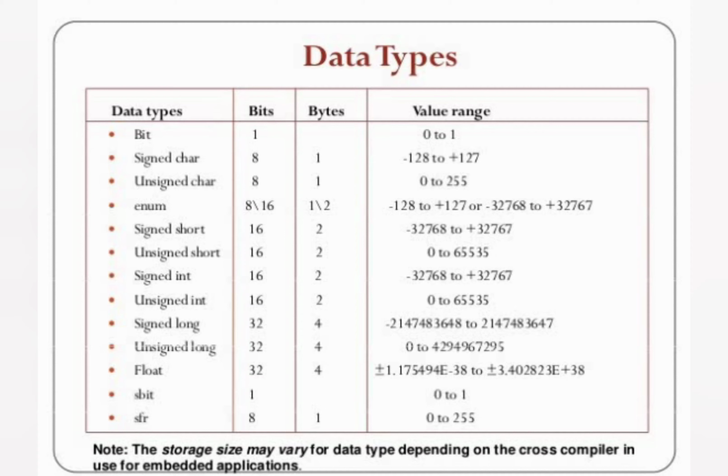Take the example of the unsigned char: the bit size is 8 bits and the value range is 0 to 255. According to our results and our data, we have to choose the appropriate data type. Unsigned int is 16 bits, which is 2 bytes, and the range is 0 to 65535. You can choose this one.